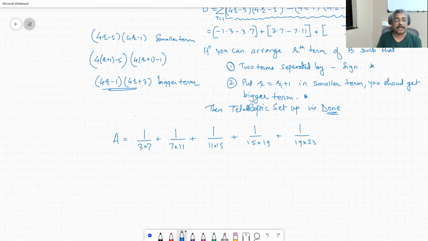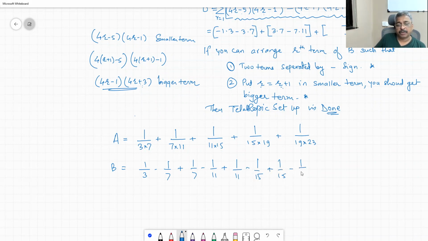Because two numbers in the numerator we have done. Now two numbers in the denominator. Look at the board. B is equal to 1 upon 3 minus 1 upon 7 plus 1 upon 7 minus 1 upon 11 plus 1 upon 11 minus 1 upon 15 plus 1 upon 15 minus 1 upon 19 plus 1 upon 19 minus 1 upon 23.